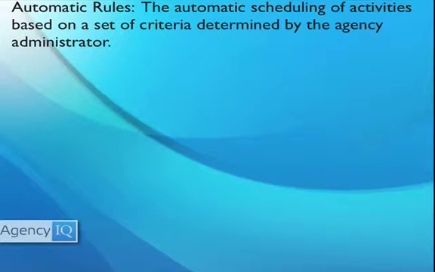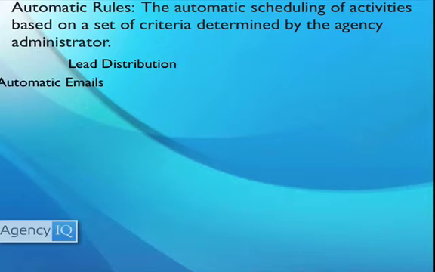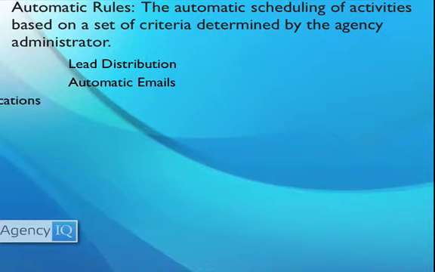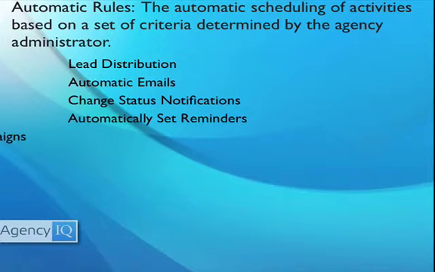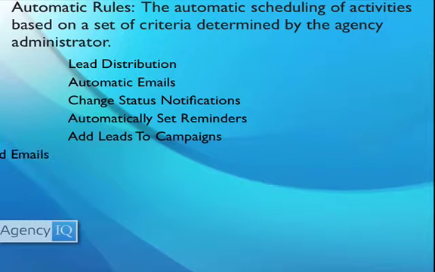The automatic rules is really just the ability to automatically schedule a series of activities based on a set of criteria determined by you, the agency administrator. This could be anything like lead distribution, maybe automatic emails like autoresponders or drip emails that you want to send on out directly to your prospects. Change status notifications, which means that whenever you change a status, you want to notify someone in the office. It's great for whenever you sell policies. Automatically set reminders for your staff to follow up on your prospects, to add leads automatically to important campaigns so that you can do newsletters, weather follow-ups, or just industry updates.